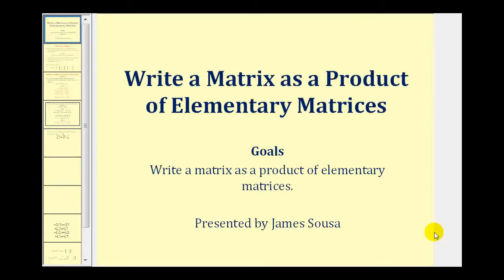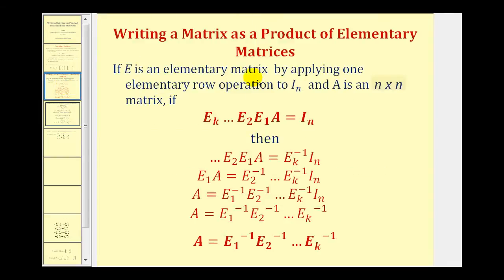Welcome to a lesson on how to write a matrix as a product of elementary matrices. If E is an elementary matrix, obtained by applying one elementary row operation to an identity matrix, and A is an n by n matrix, the idea is, if we start with matrix A, then determine what elementary matrices we have to multiply by, here on the left, to obtain the identity matrix on the right.